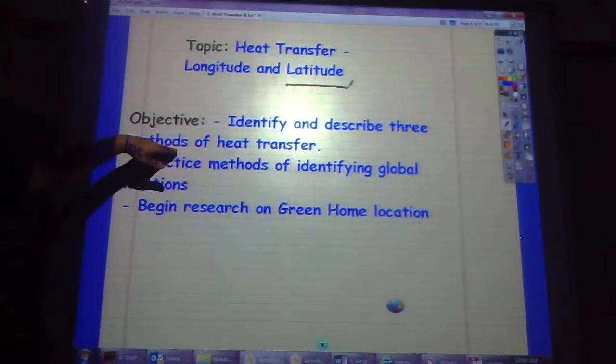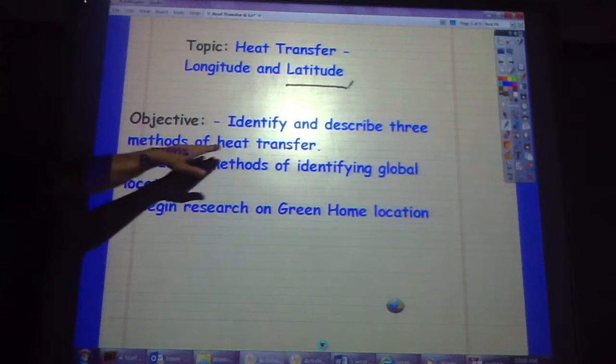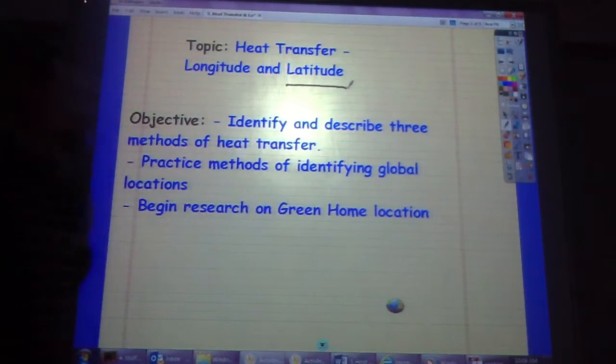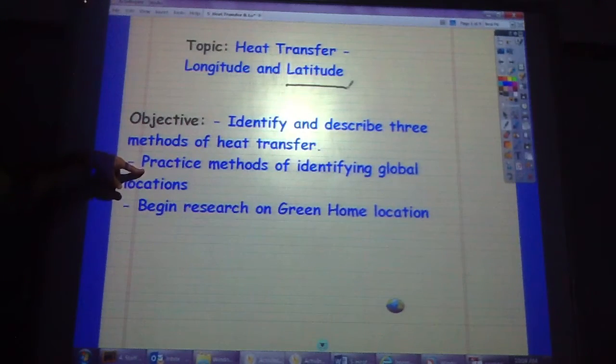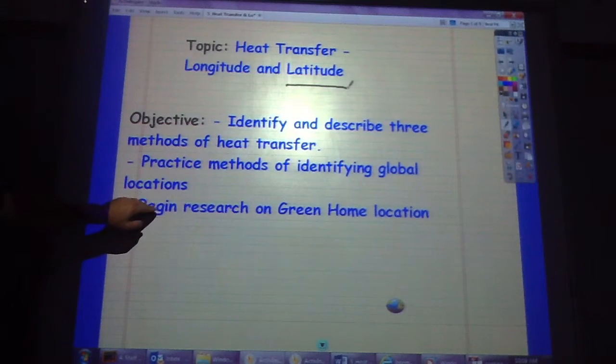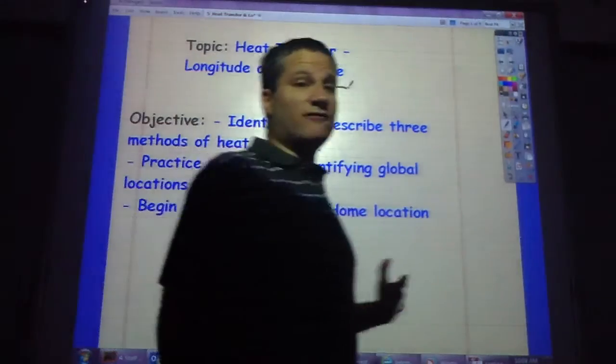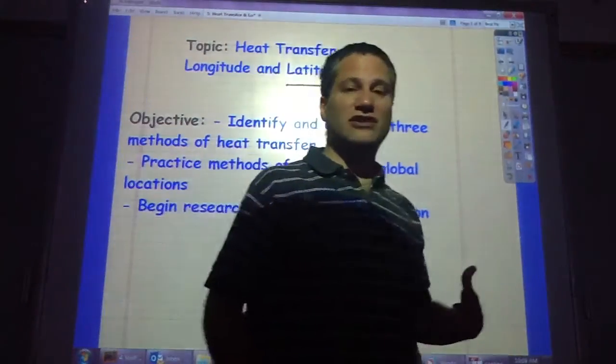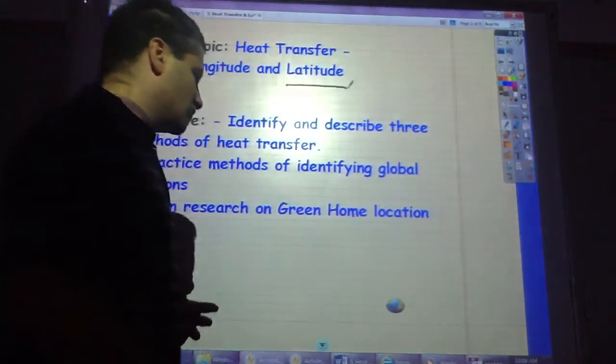So we're going to identify the three methods of heat transfer. So this will be three vocabulary words. We're going to practice methods of identifying global locations, and we're going to relate this to the research in the green home location. So to start off with, I have a quick video to show you related to heat transfer.